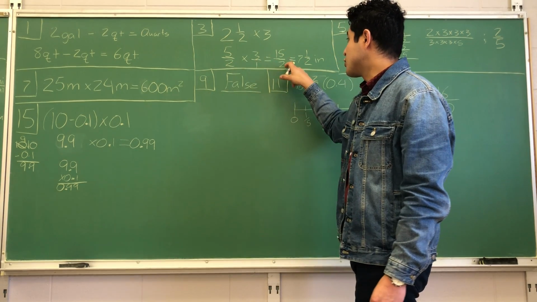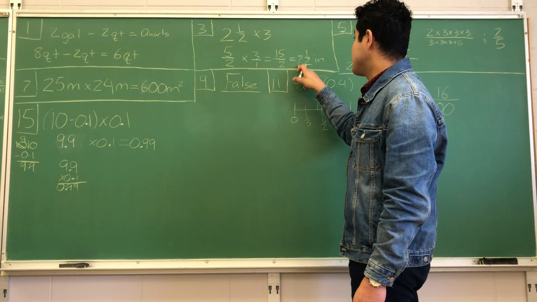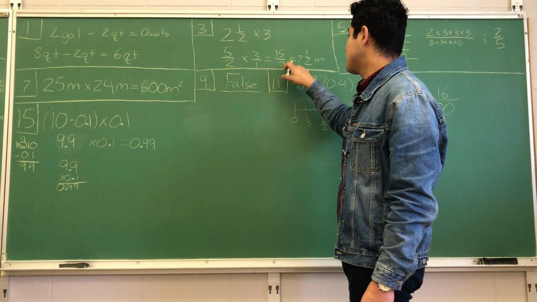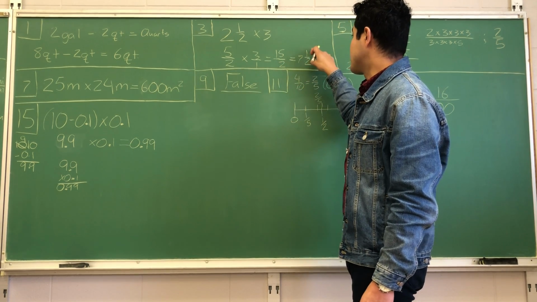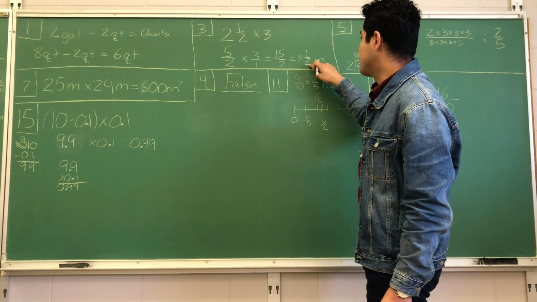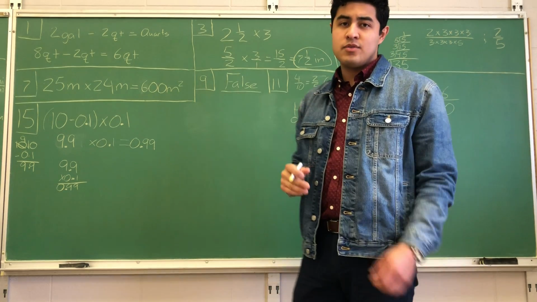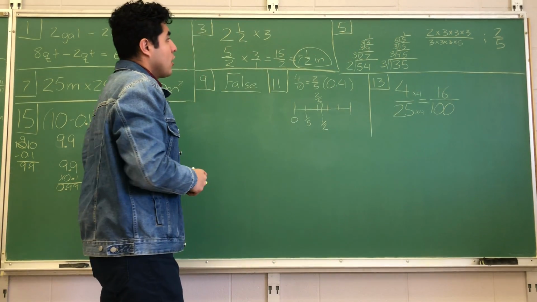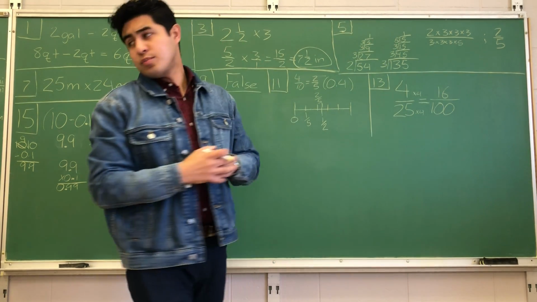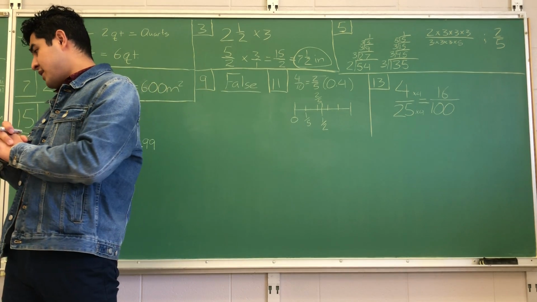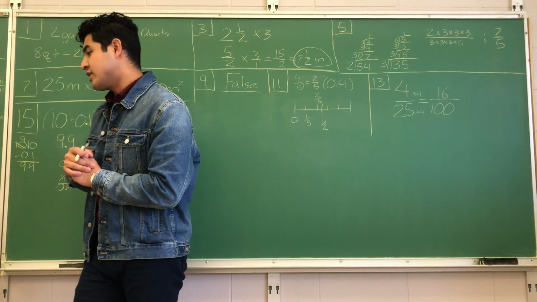And then I reduce. So 2 goes into 15 7 times evenly, okay? So 2 times 7 is 14 with a remainder of 1. So we've got 1 over 2. So your final answer should be 7 and 1/2 inches. All right, next we are going to do the prime factorization of 54 over 135, okay?